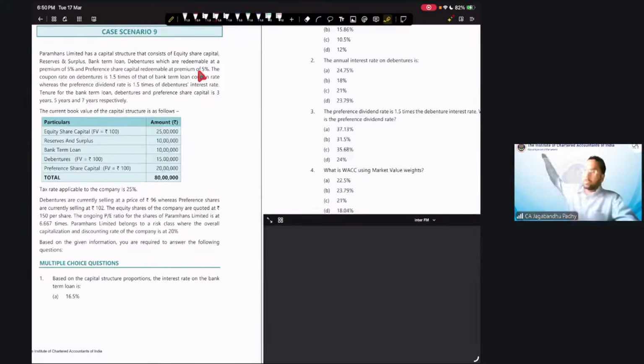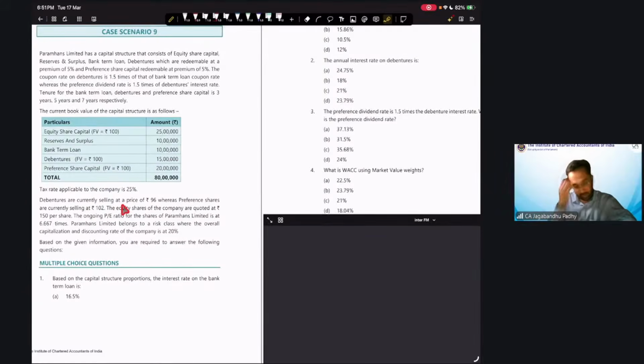The coupon rate on debentures is 1.5 times that of the term loan coupon rate, whereas the preference dividend rate is 1.5 times the debenture interest. Tenure for bank term loan and debentures is 3 years, 5 years, and 7 years. The current book value of capital structure is given: equity share capital, reserves and surplus, term loan, debentures, preference shares. The tax rate is 25%.